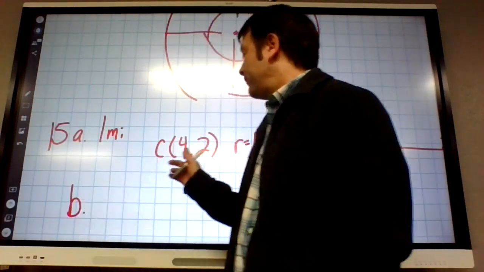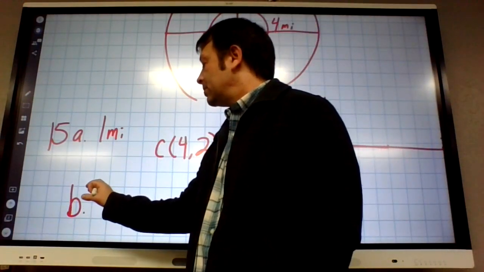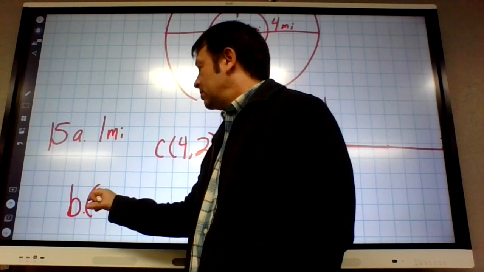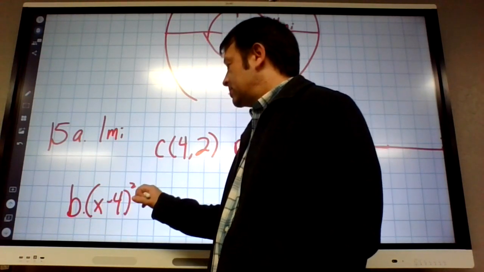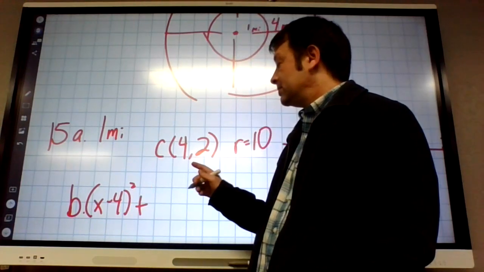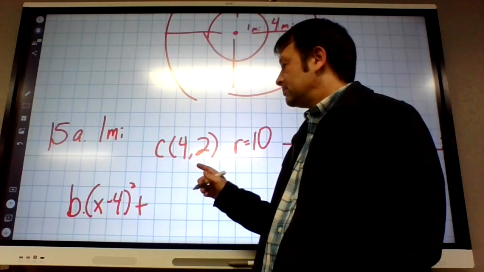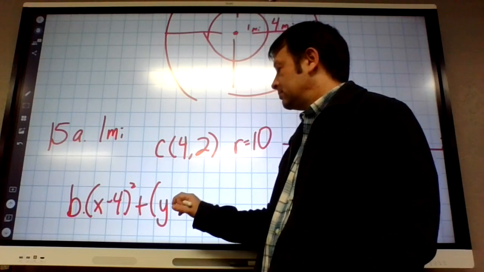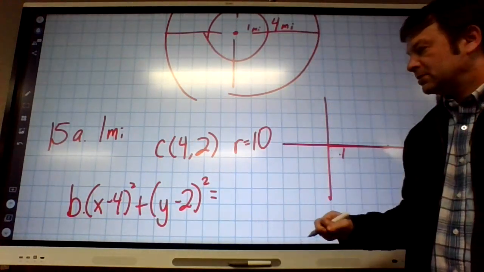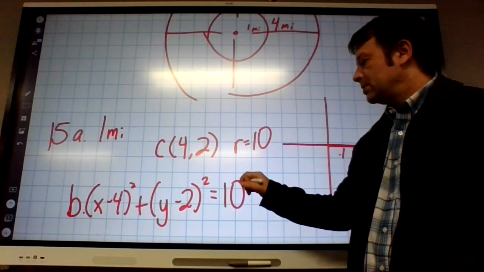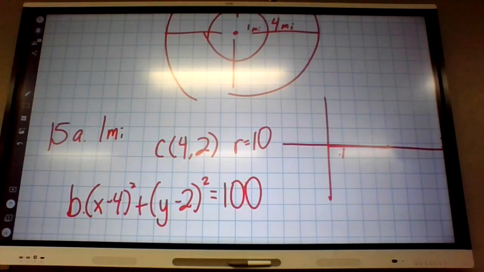So if the center is at 4, 2, what are we going to do? X minus 4 squared plus y minus 2 squared equals 100.